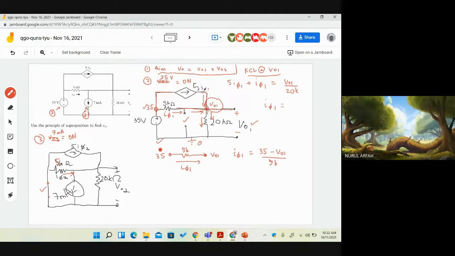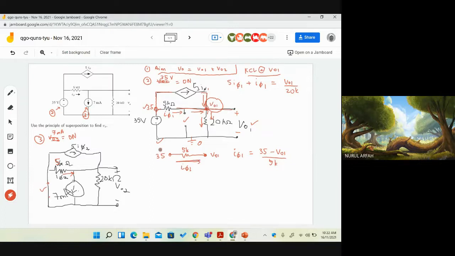Is there anything you don't understand here? Anyone? Please admit it. It's fine to admit it in class. There's no problem, as long as you do understand during class time. Why not V node 1 minus 35 divided by 5 kilo? Why not this one minus this, divided by 5k? Why do we want 35 minus V node 1 divided by this? Why? Direction.